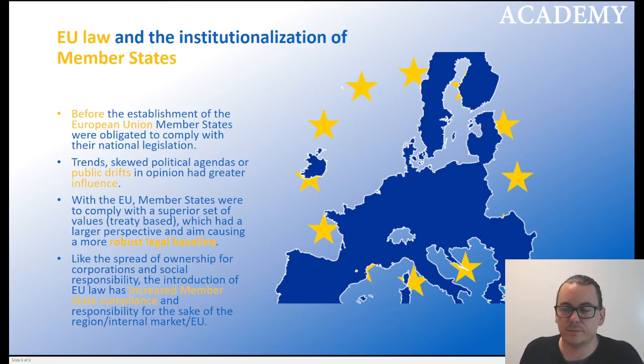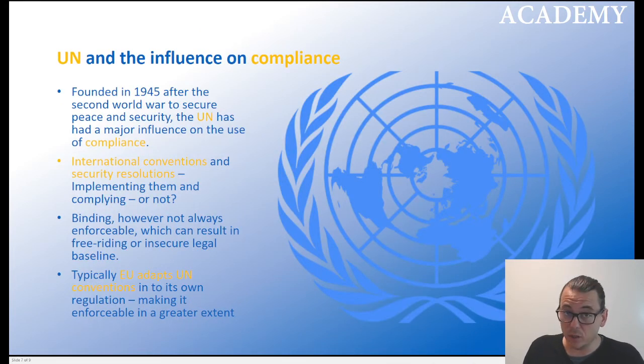even though there might be political drifts from year to year in member states. Besides the EU, we of course have the UN, which was founded after the Second World War. So the UN is a bit special because where the EU has its Court of Justice, so it can actually direct sanction, the UN, for all its conventions, does not have the same ability.